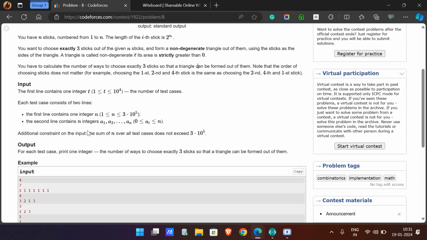Now you will be given n and all the lengths of the sticks. Not the length, it is 2 to the power of a_i that is the length. Now let me share the board. There could be three conditions: all the sides of the triangle are different, two sides are the same, and three sides are the same. So there are three conditions. Let's assume the first one, in which all the sides are different.